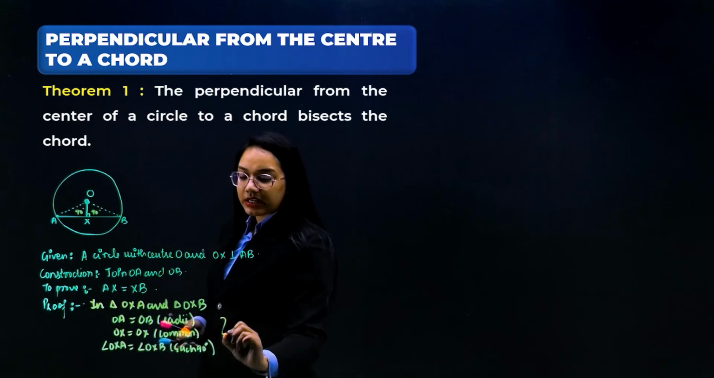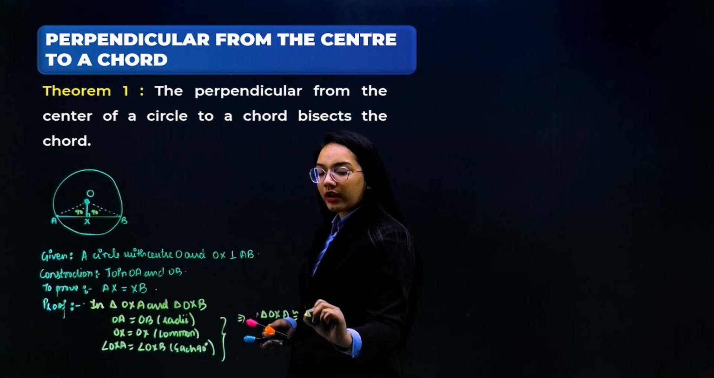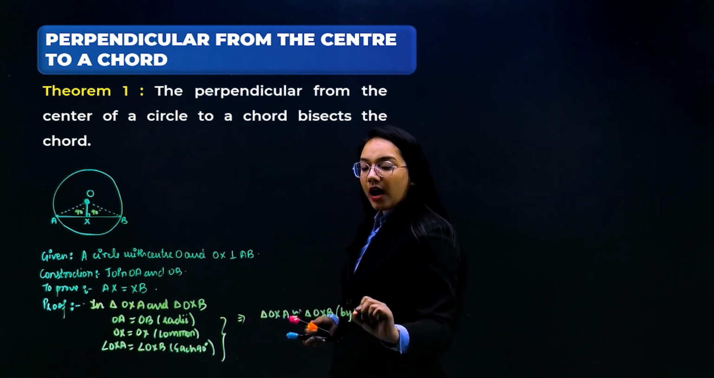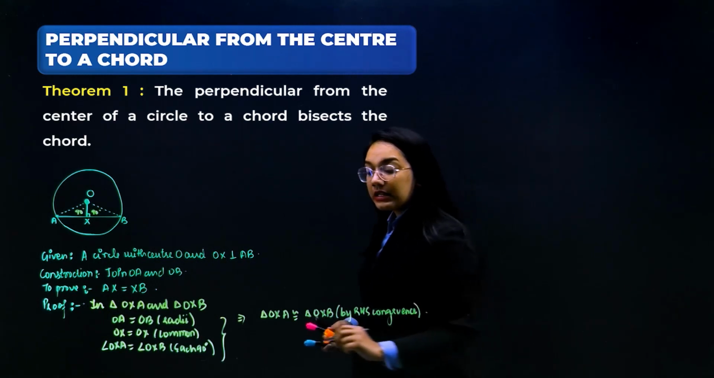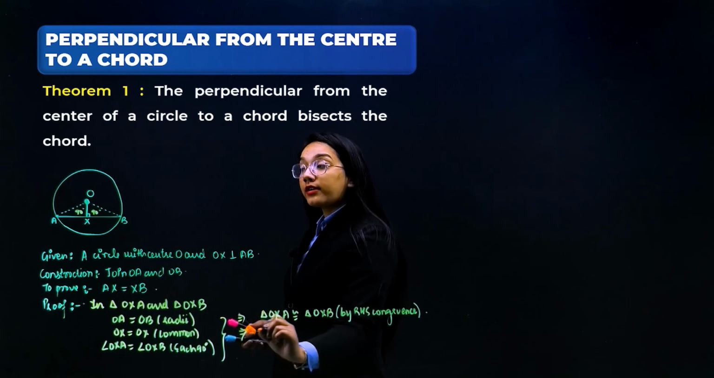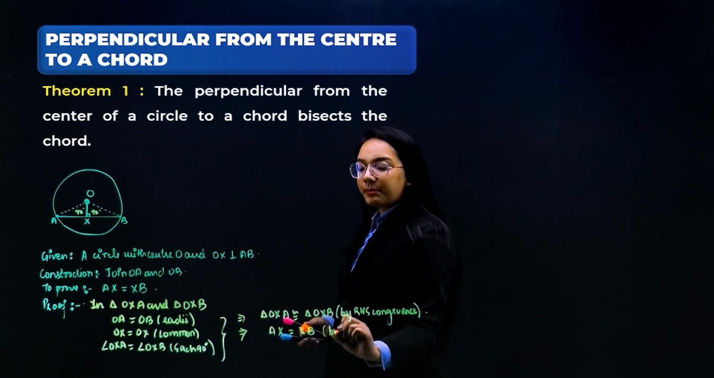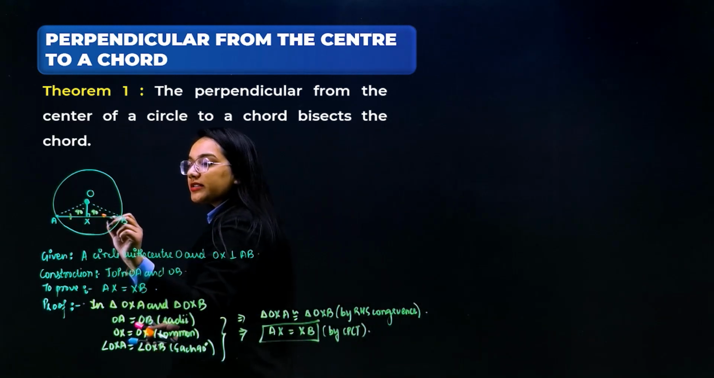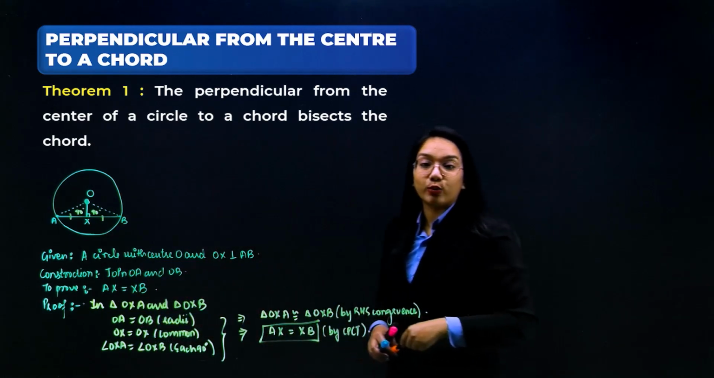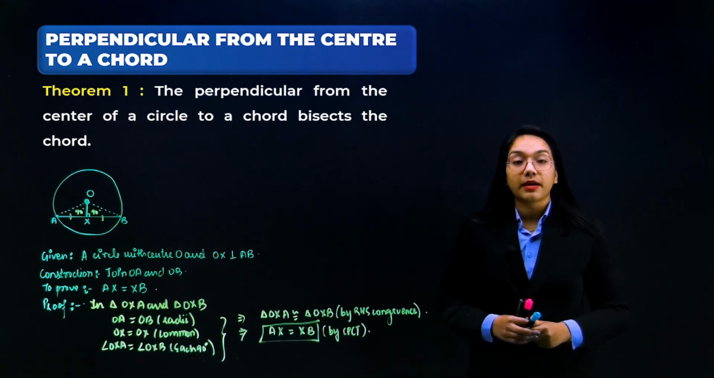So hence from these three things, what can we say? We can say that triangle OXA is congruent to triangle OXB by the RHS congruence criterion. If the two triangles are congruent, then definitely AX is equal to XB by CPCT. And this is exactly what we had to prove, that the perpendicular from the center of the circle to a chord always bisects the chord.